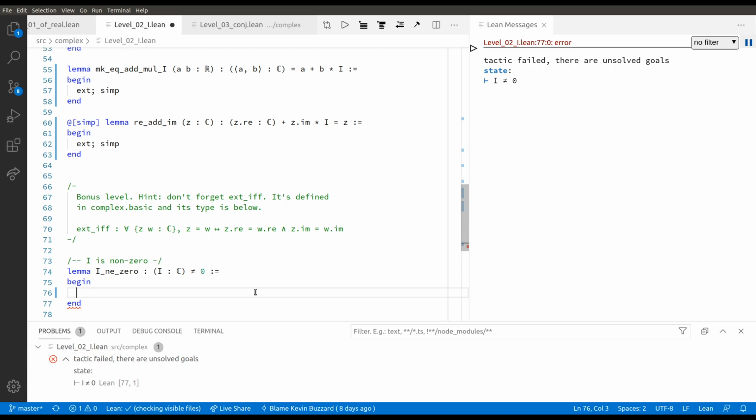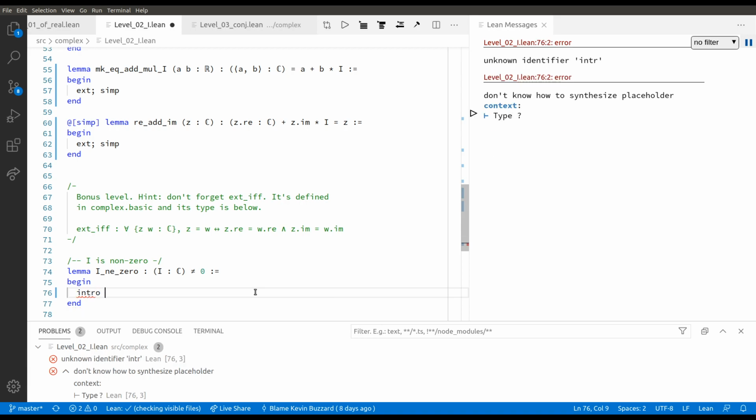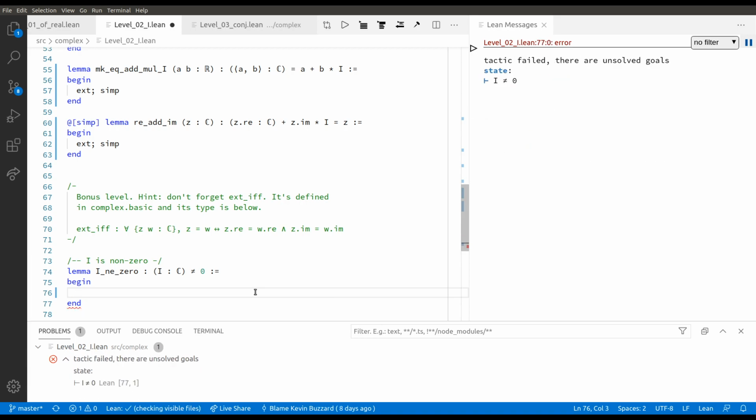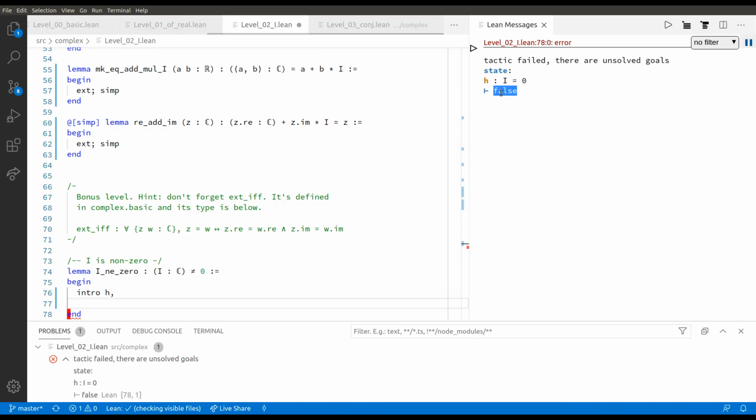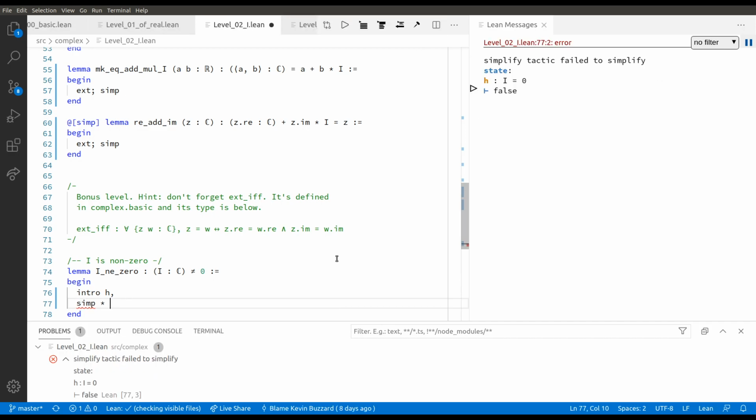We've got a problem here. We have to prove that I isn't 0. So let's intro. Oh, what's the definition of I isn't 0? The definition of I isn't 0 in Lean is I equals 0 implies false. So we can intro H, and H is now that I equals 0, and we have to prove a contradiction. And my guess is that the simplifier can do that. Simp star at star.